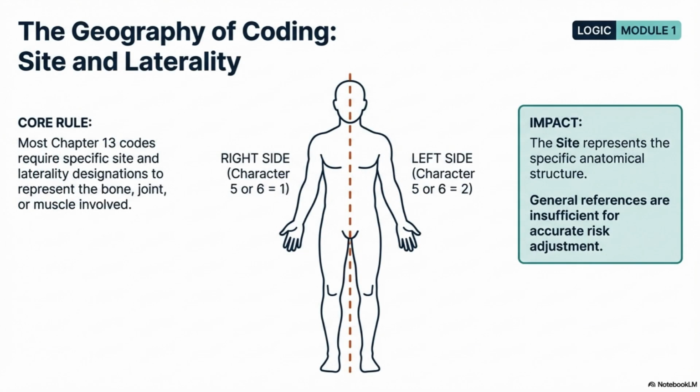Laterality identifies whether the condition affects the right, left, or bilateral side. Site identifies the exact bone, joint, or muscle involved. In Chapter 13, specificity is everything. Most codes require you to identify the exact anatomical structure and the side of the body. General terms like shoulder pain or leg pain aren't enough. Precise site and laterality ensure accuracy and clinical clarity.